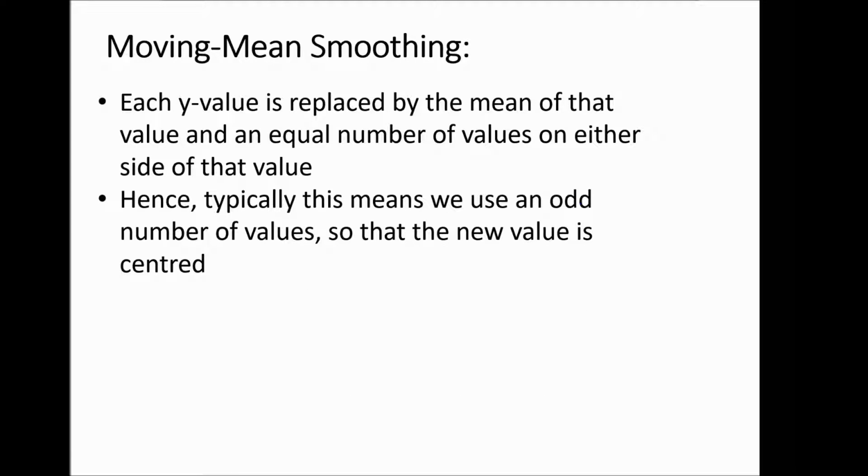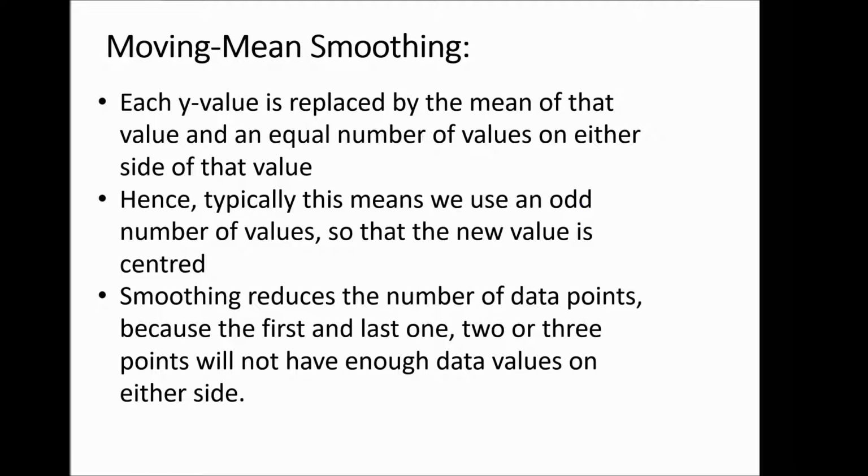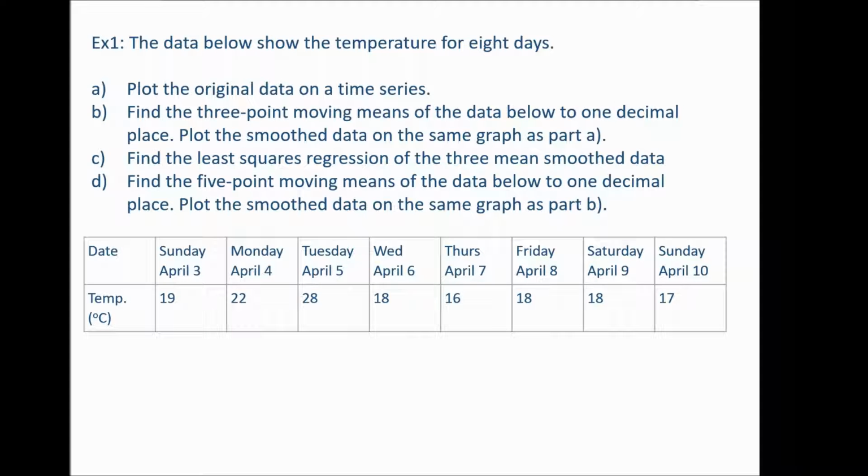Typically, this means we use an odd number of values so that the new value lines up. If we choose to use an even number of values, for example 1, 2, 3, and 4, it would be aligned with x equals 2.5, and then we have to do a process called centering. We'll deal with that later. One downside to moving mean, same with median, is that we lose some data points. When I take, say, the first three values, I lose the first one because I don't have a value before it. So I do lose some of the values here, unfortunately.